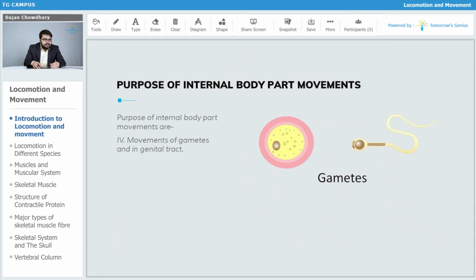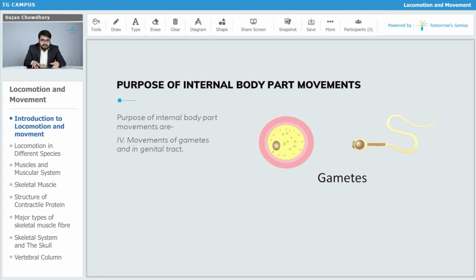Movement of gametes in the genital tract. Yes, that's very important for us. The gametes, namely the haploid male and female germ cells, need to unite. And yes, in human beings we find internal fertilization. So the gametes unite at the fallopian tube of the female.